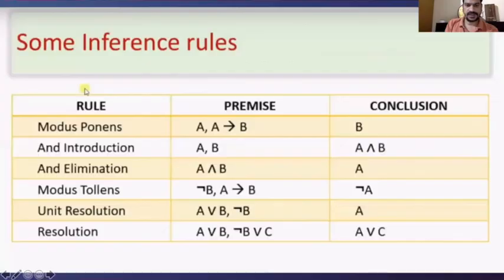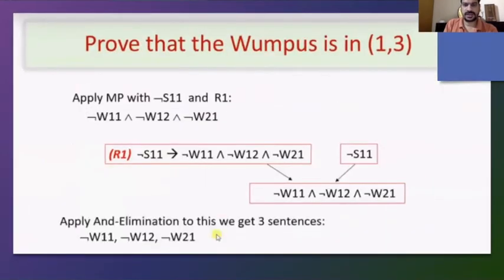Let's see. In the unit resolution, if you have this type of thing, A or B and negation of B, what will you get? You will get A as the answer. Go to the operation again.